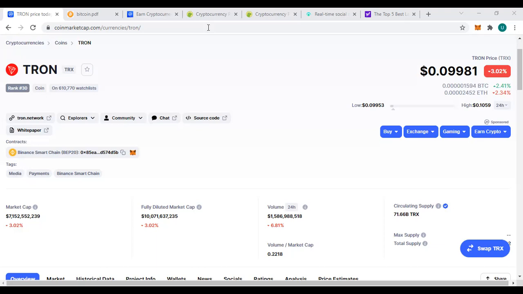You get my point. Let's assume the current price is $10 already. Now we want to know the market capitalization. What would be the market capitalization of Tron? Sorry, this circulating supply, is it not 71 billion? 71.6 billion. Yes. It's not 71 Tron, it's billion. There is a B attached to it.